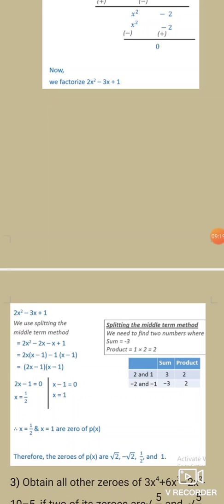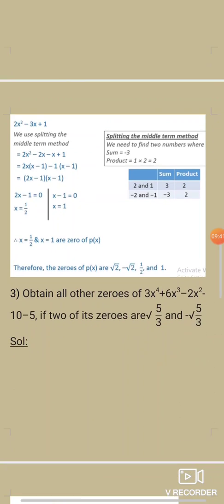Now all the zeros we need to write. So all the zeros are plus root 2, minus root 2, 1 and 1 by 2. Clear, students? Now same type of another question.